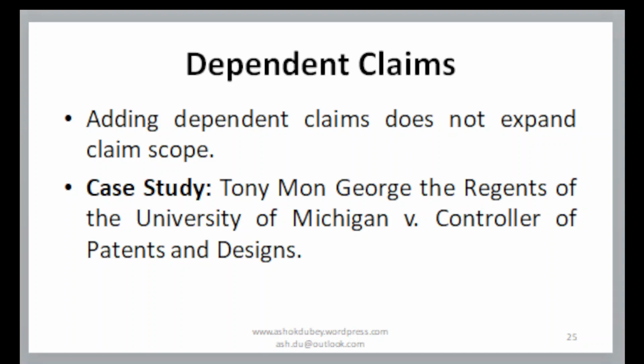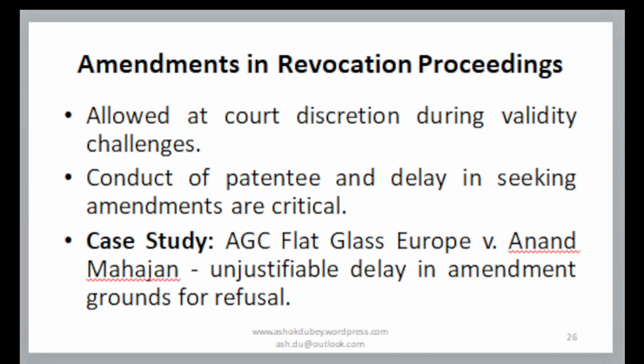Dependent claims: there are claims which are independent. Usually the first principal claim is always an independent claim, and there are dependent claims. These dependent claims depend on independent claims. Again, these dependent claims get into the micro levels of the invention or the feature or the claims. Adding a dependent claim does not expand claim scope. A dependent claim should not expand the claim scope. Tony George, the Regents of the University of Michigan versus Controller of Patents and Design. This is an interesting case law during the lockdown period. You can have that.